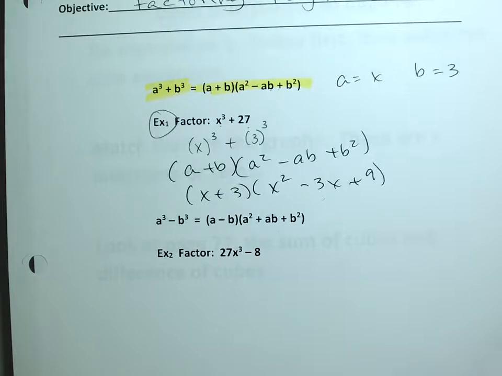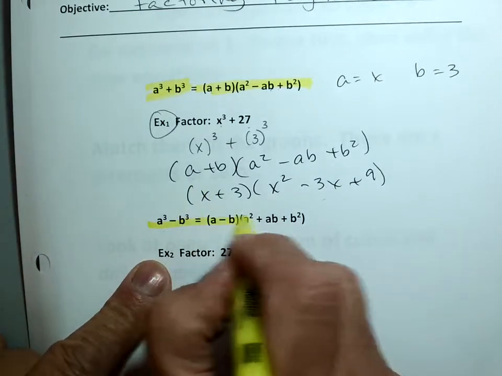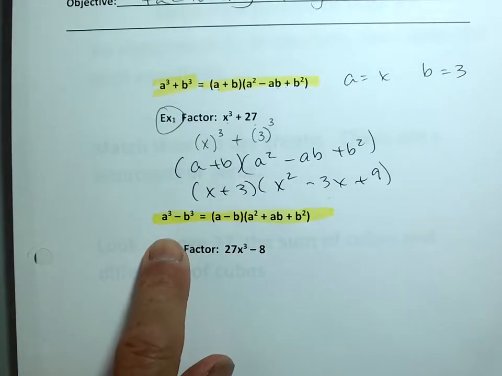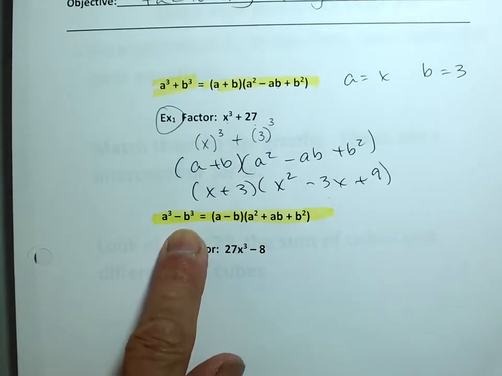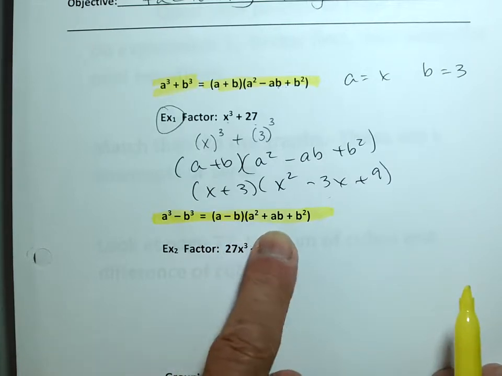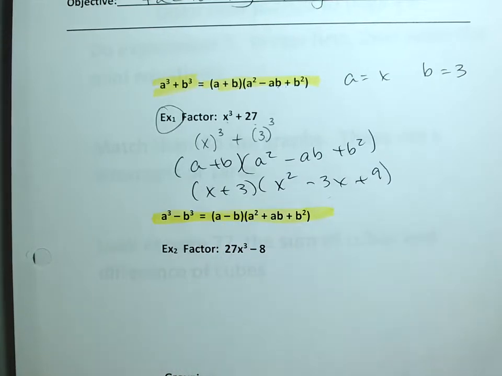Okay, let's do the next one. You also have the exact same formula except it's subtract. The only difference in subtract is where the signs are, so it's nearly the exact same problem. If it's a cubed minus b cubed, it's just going to be a minus b, times a squared plus ab plus b squared. So the signs are just switched around. Same problem, so let's take a look at number 2.